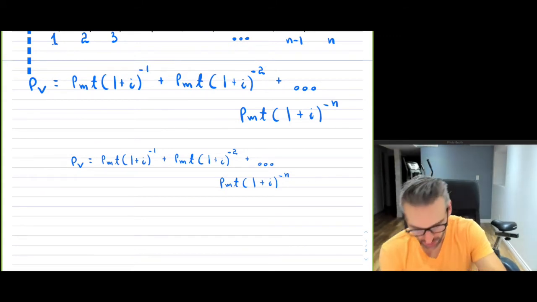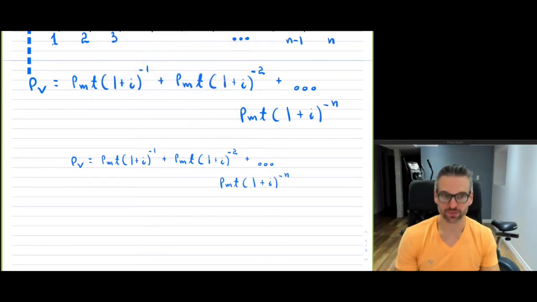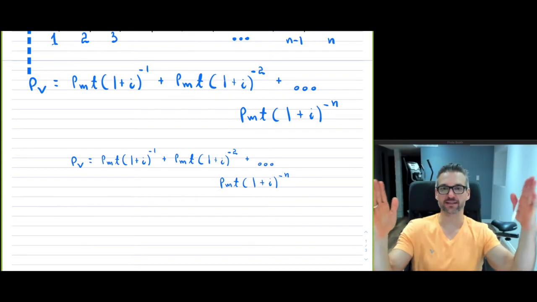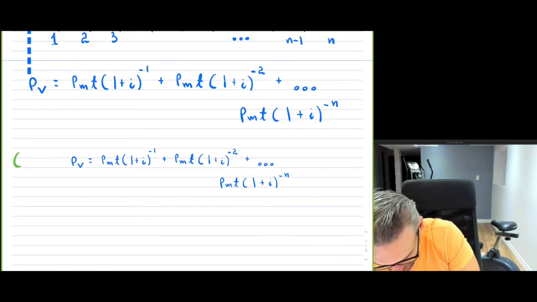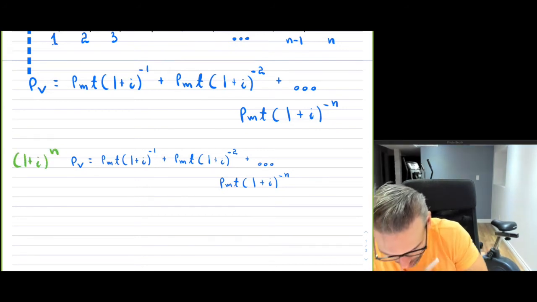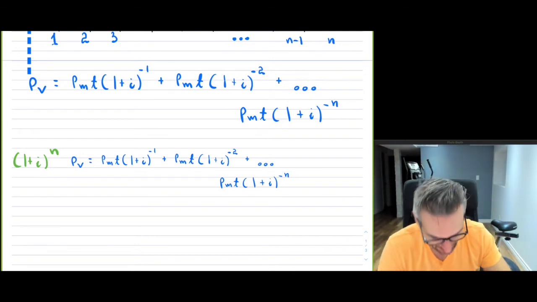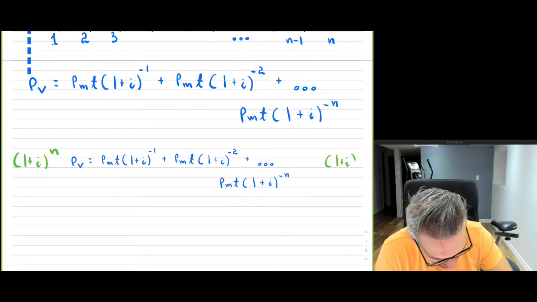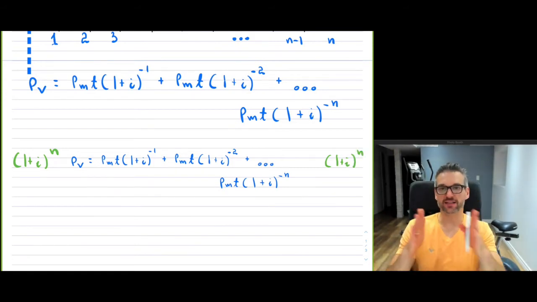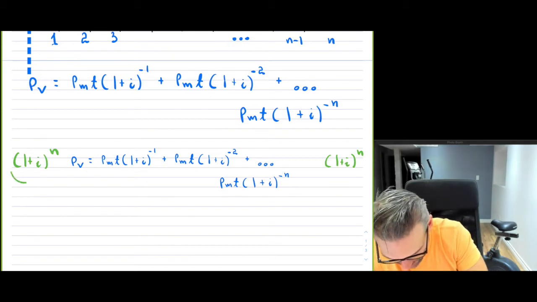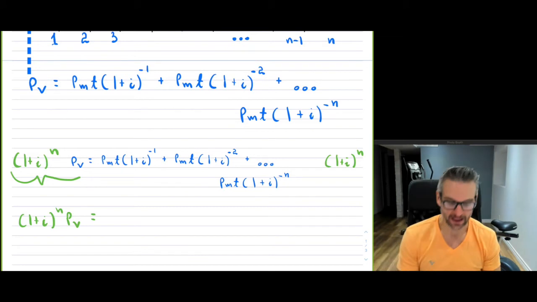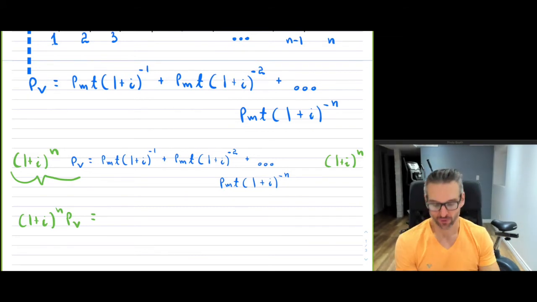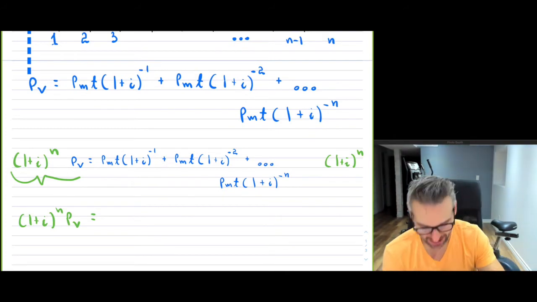What I'm going to do now is take and multiply the left-hand side and the right-hand side by exactly the same thing, and that multiplication is going to be by 1 plus i to the power of n. I'm going to multiply the right-hand side also by the same thing, 1 plus i to the power of n. Now, the left-hand side is easy, because if you do that to the left-hand side here, nothing really happens. So what you have is 1 plus i to the n times your present value equals. But when you multiply the right-hand side, you have to distribute it across every single term.